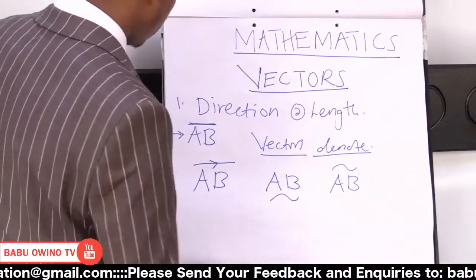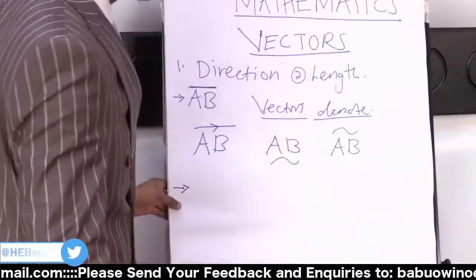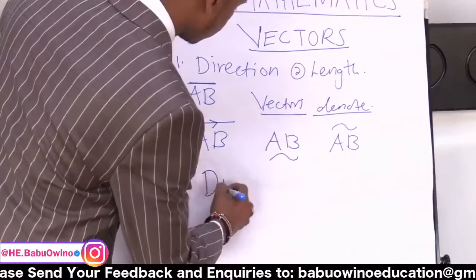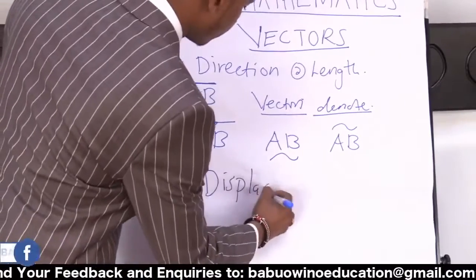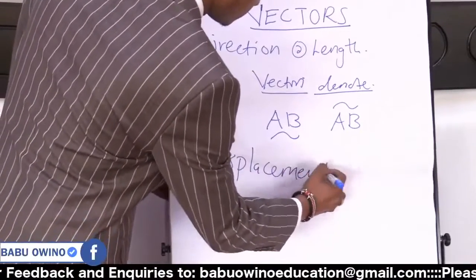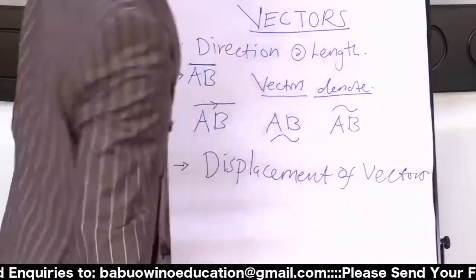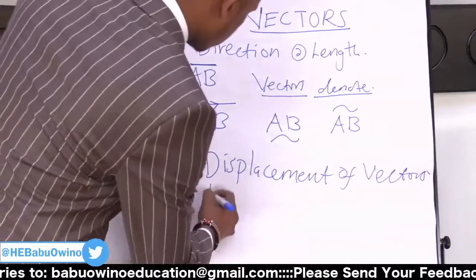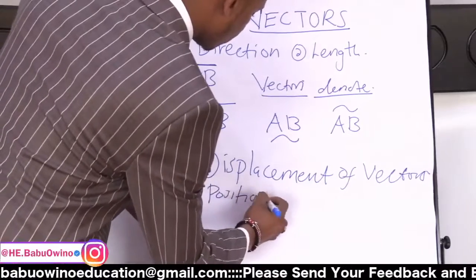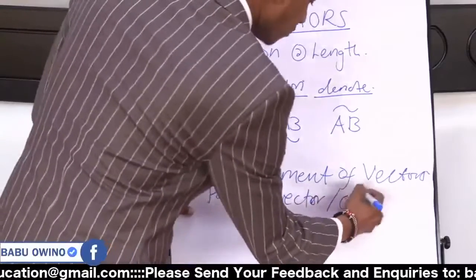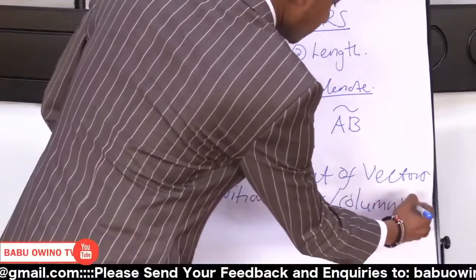Then we want to know the types of vectors that we are dealing with, and before that we can talk about displacement of vectors. I will combine this together with getting the position vector and also the column vector.